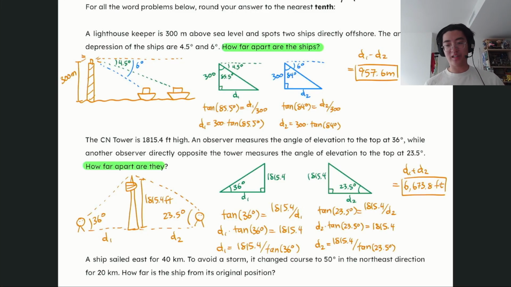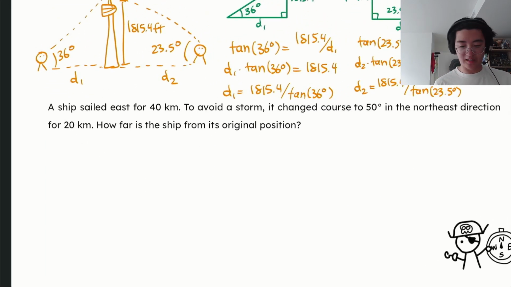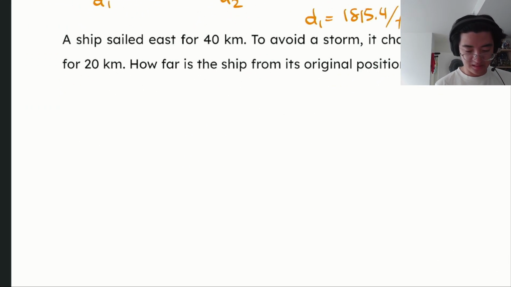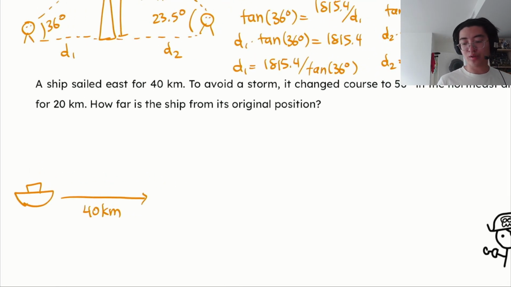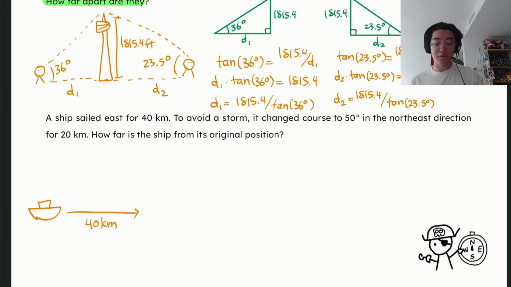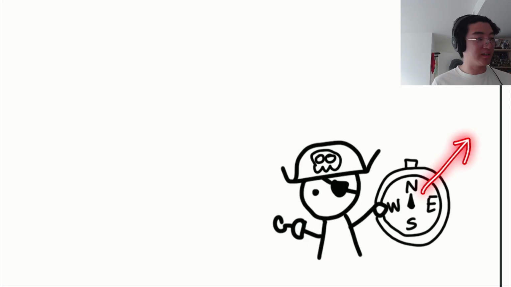Okay, next one. This one is a bit more difficult now. Right, so a ship sailed east for 40 kilometers. Alright, so we got our ship here. It sailed east for 40 kilometers. To avoid a storm, it changed course 50 degrees in a northeast direction. Okay, so what does that even mean? Alright, so we know the northeast, right, is that direction over there.